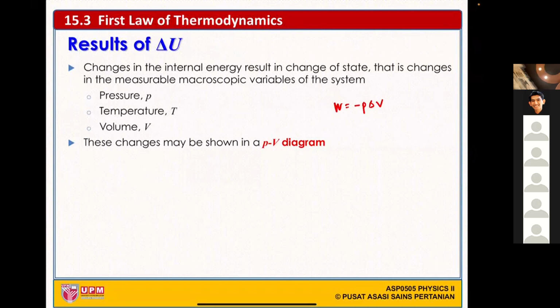Jadi the change in internal energy result in change of state that is change in the measurable macroscopic variable of the system, which is the change in pressure, temperature and also volume. Sebab apa? Sebab dia melibatkan ketiga-tiga parameter ni. So this change may be shown in a PV diagram.